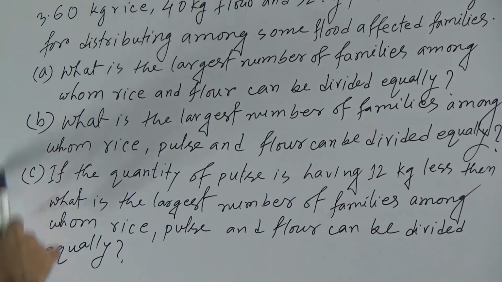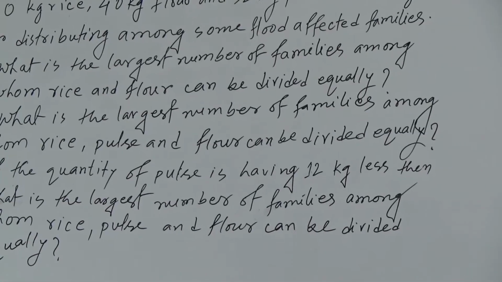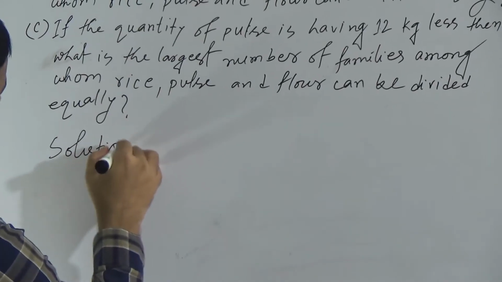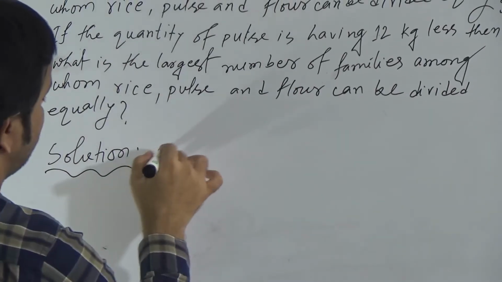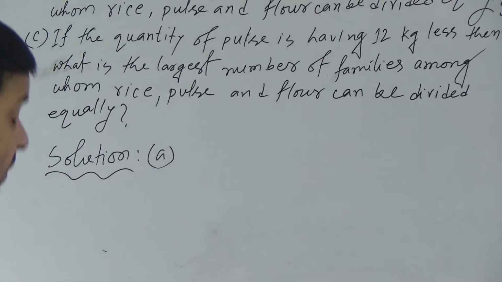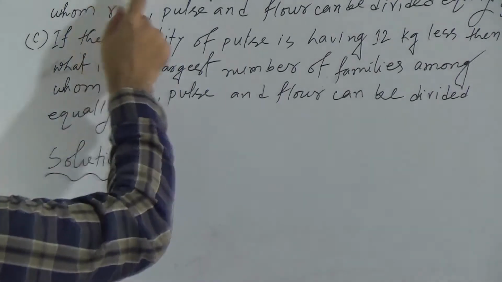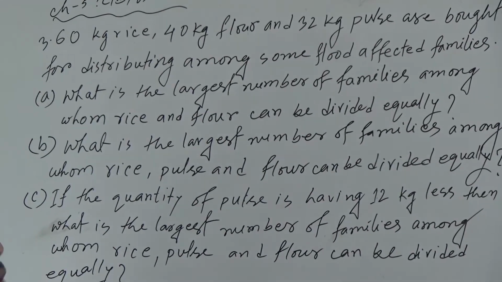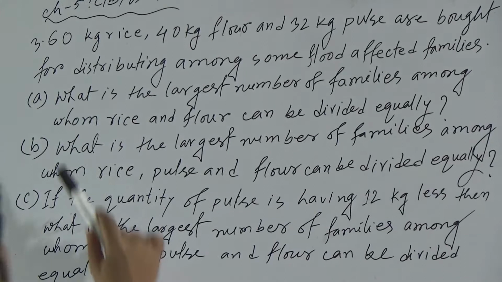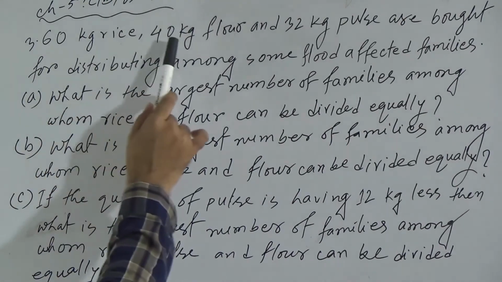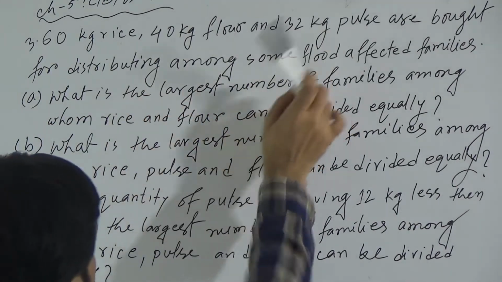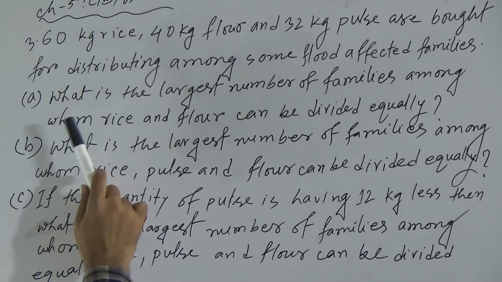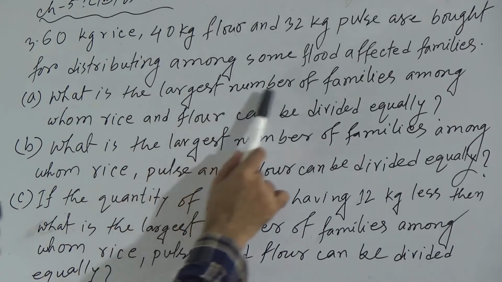This question I have to solve now. Dear students, I will write the solution here. At first I have to write question A. Dear students, to solve question A, at first we have to understand the question, what information is given and what we have to do here. Okay, now see, 60 kg rice, 40 kg flour and 32 kg pulse are given and we have to find out the number of families. What is the largest number of families?